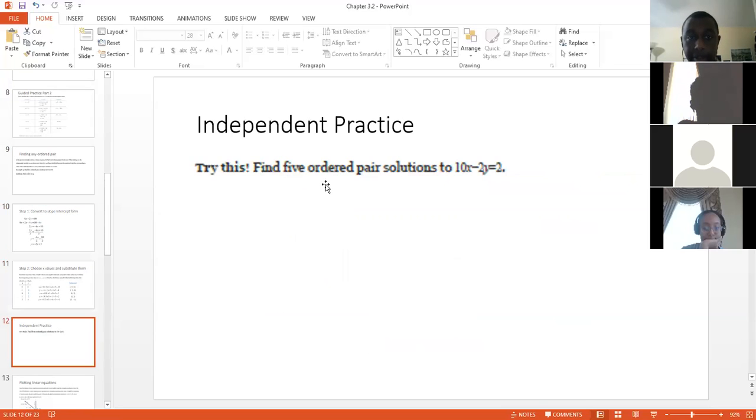Here's some independent practice. Try it. Find 5 ordered pair solutions to 10x minus 2y equals 2.